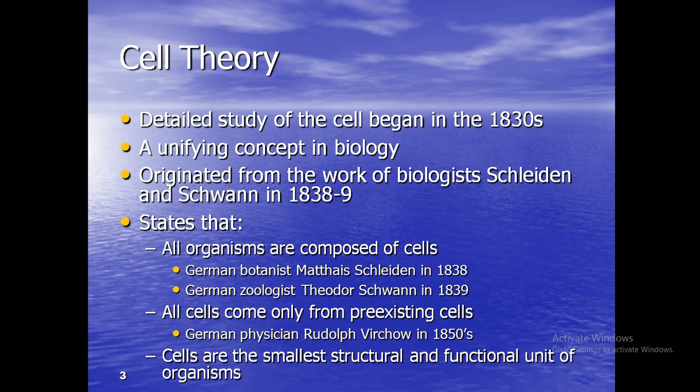The entire cell theory was not proposed by only Schleiden and Schwann. One more person, Rudolf Virchow, again a German physician, a German doctor, added one more concept to the cell theory. What Schleiden and Schwann said was that all organisms are composed of cells.